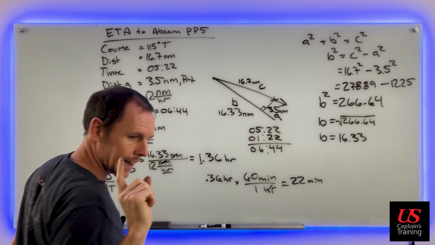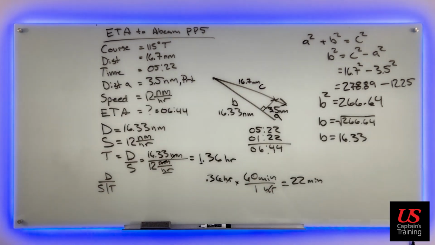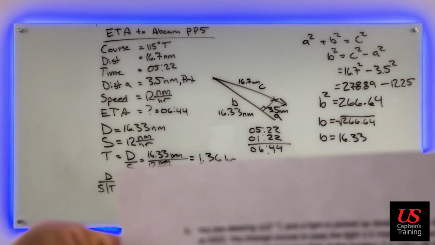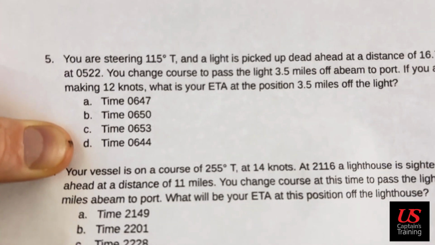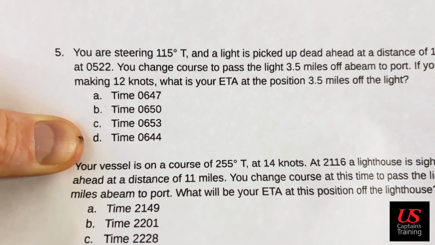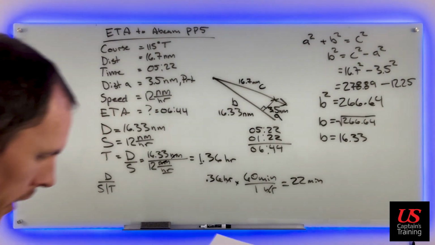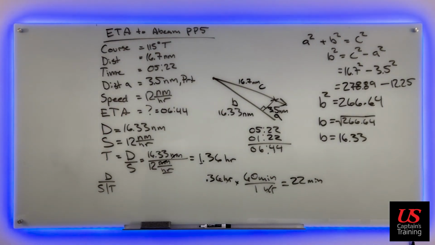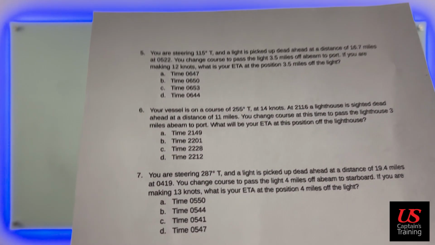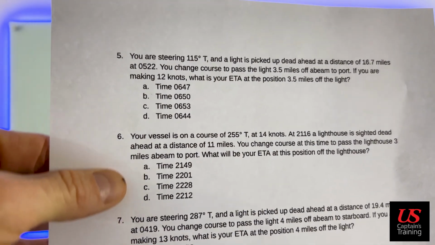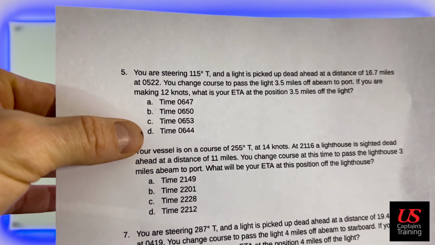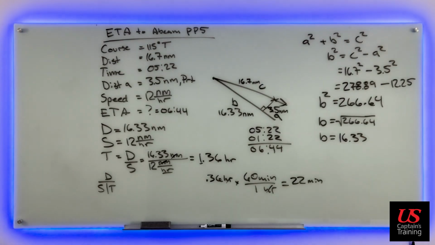6:44. Let's see what the problem said. Oh, snap. I see that as an answer. 6:44. Let's double check. Oh, I guess it's right here. Yeah. See 5 right there? D. 6:44. Good.